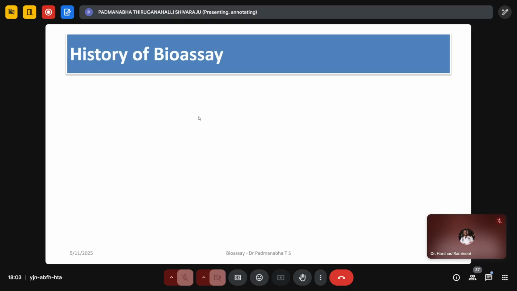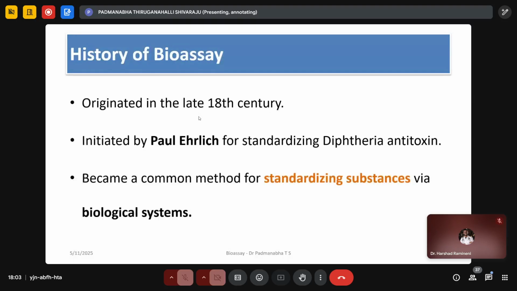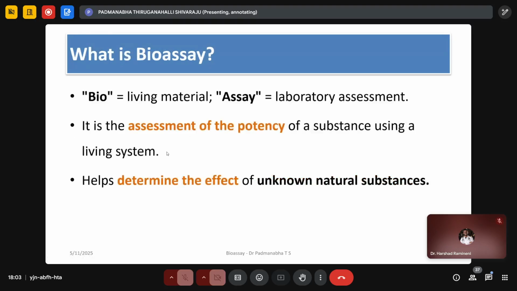So coming to the basic history of bioassay, it originated late in the 18th century, and as you know, Paul Ehrlich was the one who gave an insight towards the bioassay. He was the one who initiated the standardization of diphtheria toxin. From then onwards, it became a common method for standardizing a substance via a biological system before it goes to the clinical trials. So what do we understand by bioassay?